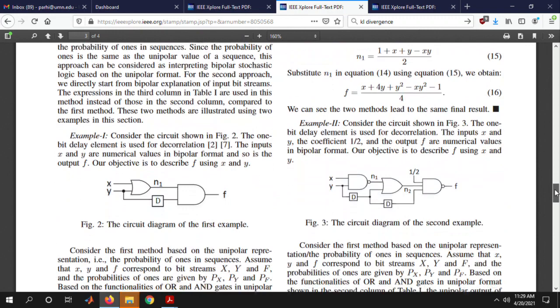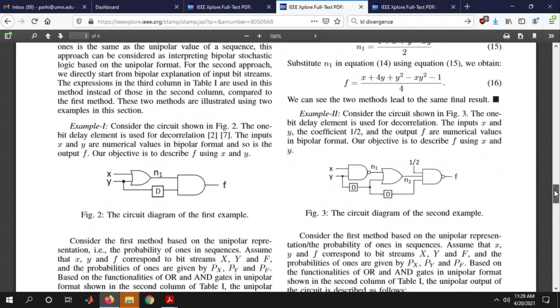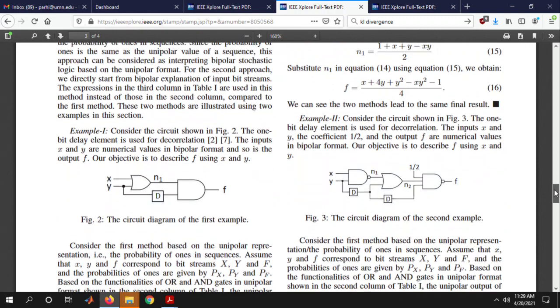Okay, so let's talk about how we analyze these complex gates. This is a simple circuit. There is a delay element. You can ignore the delay because that's just decorrelating the Y input between the first gate and the second gate. So we have an OR gate that's fed to an AND gate. How do we analyze this?